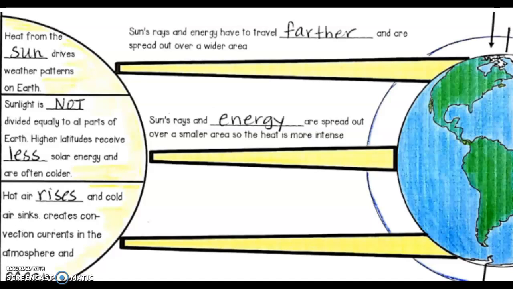So where's that hot air going to be rising more? Around the equator because it's warm. Cold air sinking, we're going to see that happening more at the poles where it's cold. And this creates convection currents in the atmosphere. The same thing is happening in the ocean.